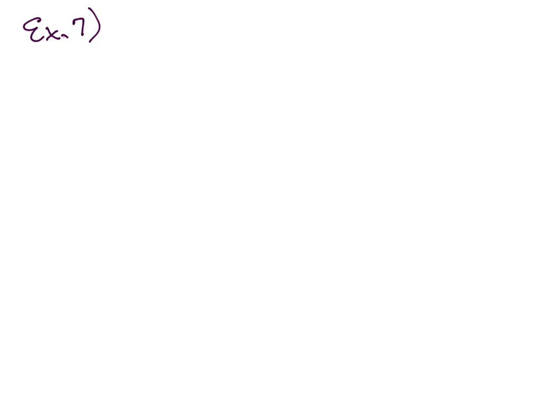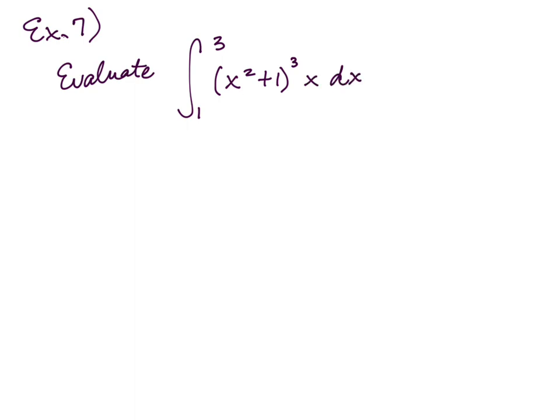Example 7. All right, so it says evaluate on 1 to 3. So now we know it's a definite integral. It has boundaries. Evaluate on 1 to 3, x squared plus 1 cubed times x dx. They like x squared plus 1 a lot as a term.